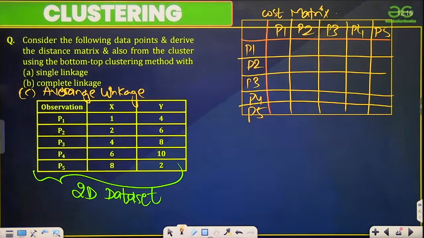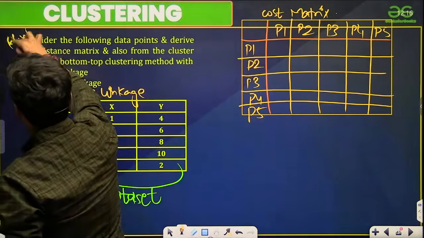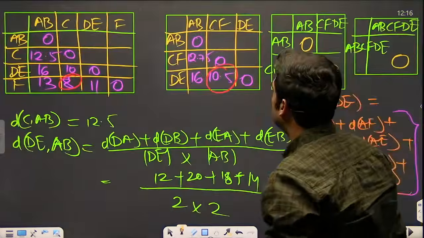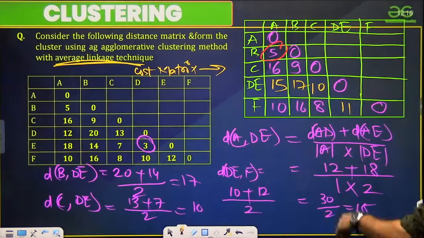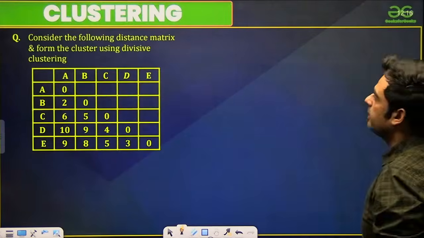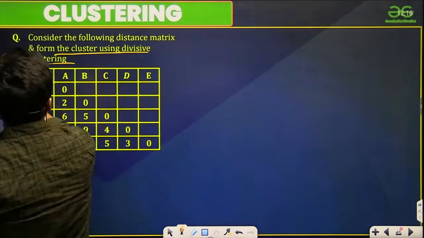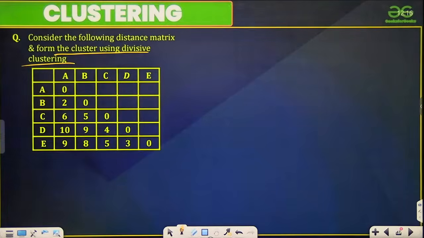ठीक है, चलिए अब now this is given to you as the homework. Okay, this question is for you as homework. Now next question we have done using average linkage technique. ठीक है, and now let us start forming the cluster using divisive clustering. Okay, here we have to attempt this question using divisive clustering.